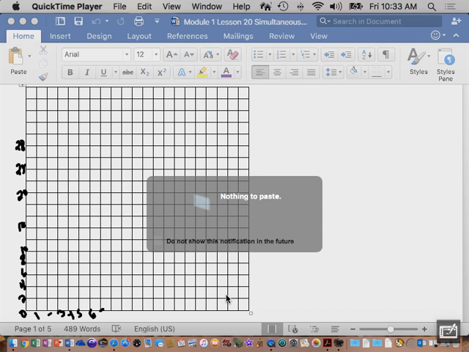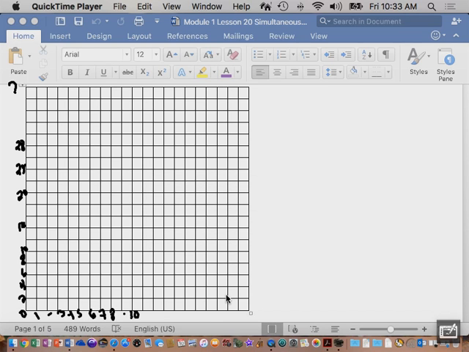Okay, so this is distance, and this is time, and this is ramp position. Okay, so I've got my title, I've got my axes labeled, I've got my numbers, and now I am ready to do what I need to do.